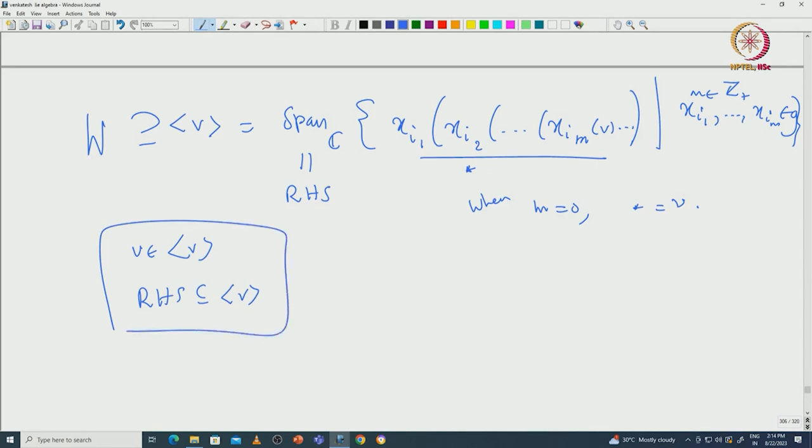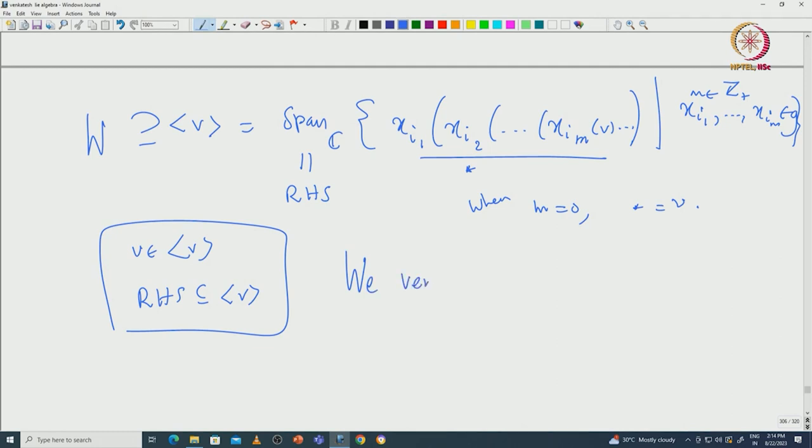For the other side, you need to verify that what is on the right hand side is actually a G sub representation. But if I take any x in G and then if I take any w in this right hand side, so we will check. So let me write properly.